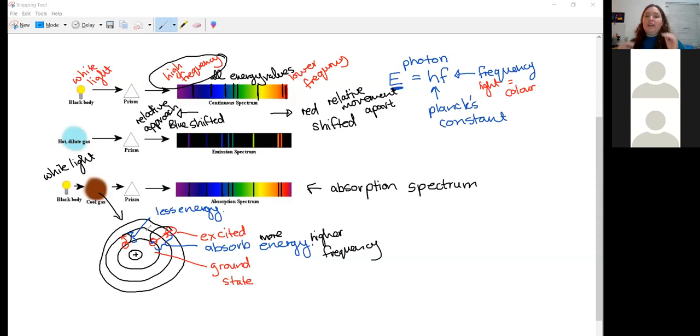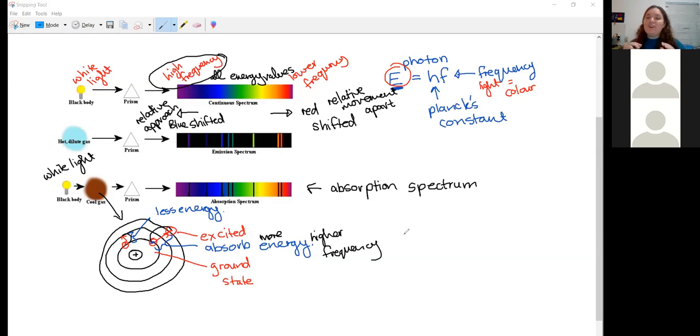In order to do that, it needs to absorb a specific amount of energy. The energy that it absorbs is going to come from the white light that passes through it. Because the white light contains every single one of the different frequencies that's available, we can get from it any one of the energies that we possibly could have for the electrons to transition from one energy level to another. Does that make sense?